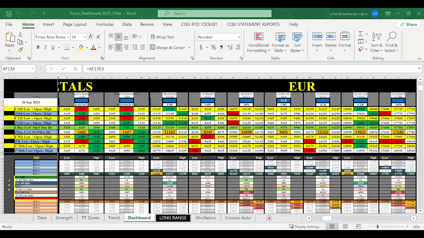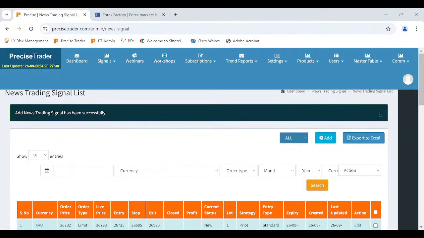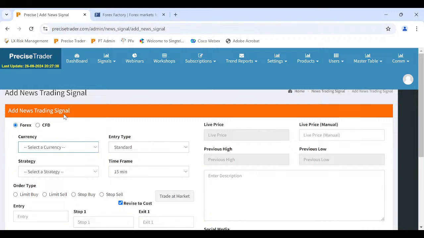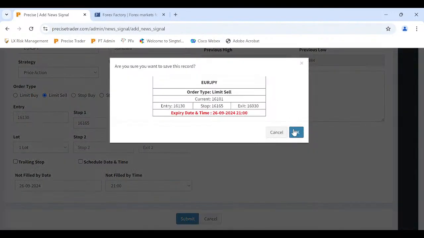Okay, 60.30. We have only 2 more minutes. Let's do a quick one. I want to sell euro yen to 161.30, stop at 65, and TP at 160.30. This is going to be about 100 pips move.